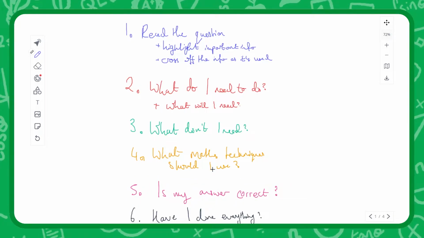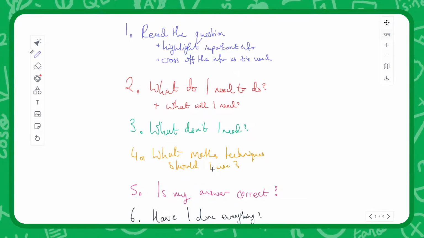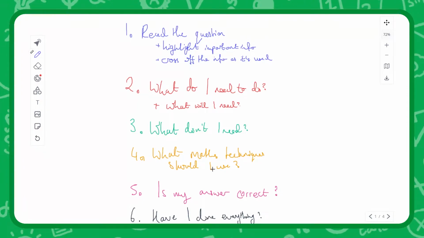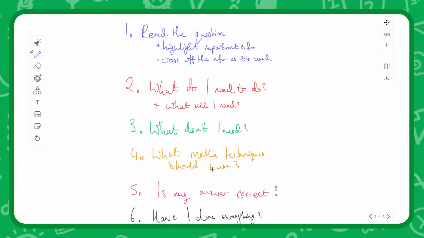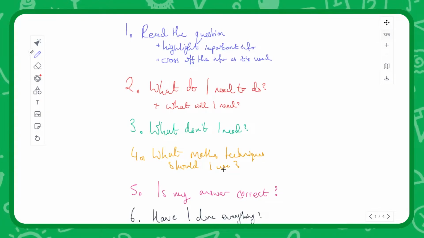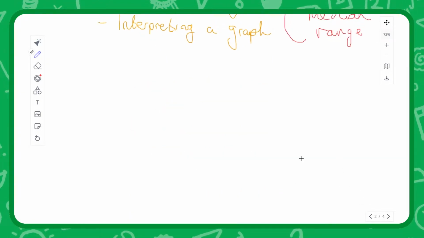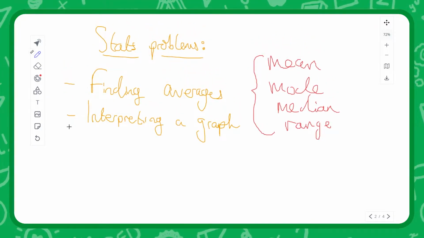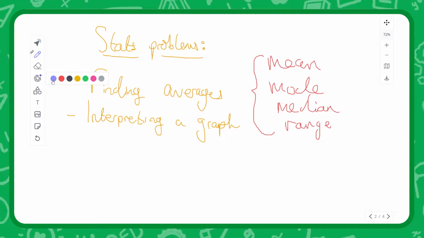And have I done everything? Usually there is a unit that can happen in statistics. Sometimes it's unusual. Sometimes the unit for a question is pounds. Other times the unit is number of buses. So you just need to pay attention to the question and see if you got everything correctly. Now, fortunately for us, statistics usually splits problems into two main categories, at least at this level. The first one is finding averages.